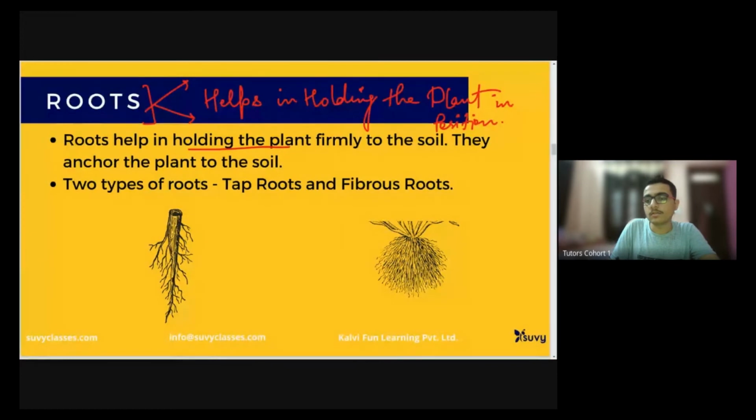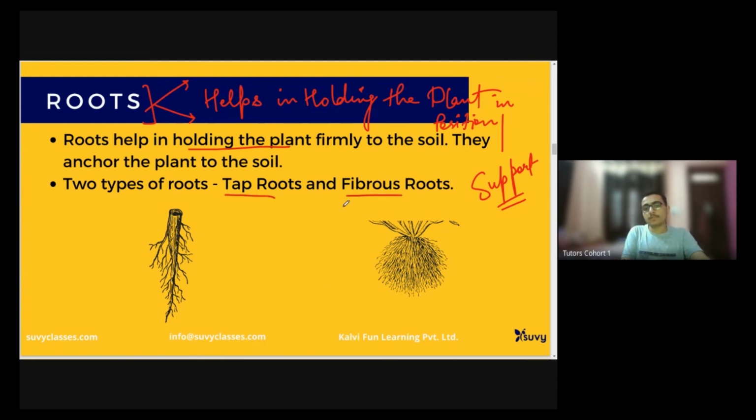Okay, so as I said, roots help in holding the plants in the right position, and support the plant there. Now we can classify the roots into various categories. As a general observation, roots are of two types. The first one is the taproot system, and the second is the fibrous root system.